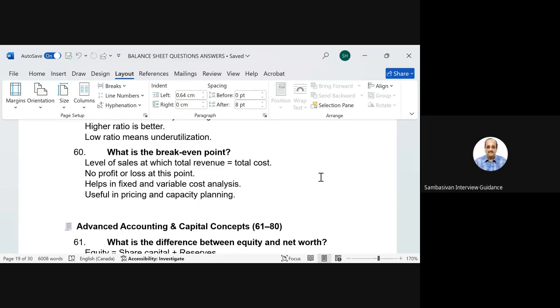This is a favorite question. Break-even point, they will definitely ask. BEP. But they may also confuse you by asking, what is BEP? Then you have to say break-even point and give the explanation about it.